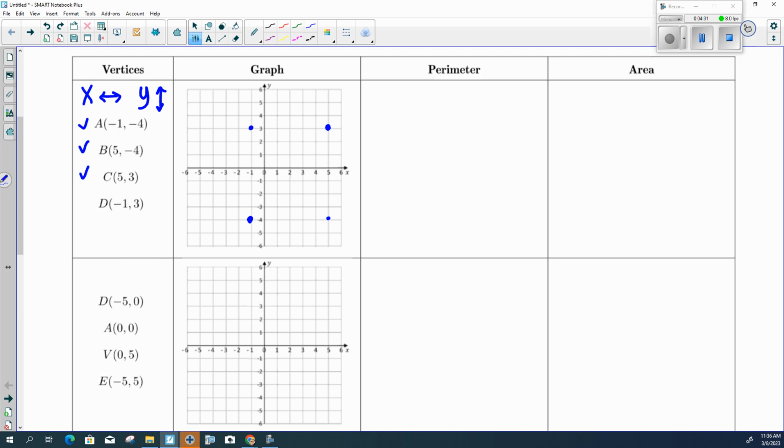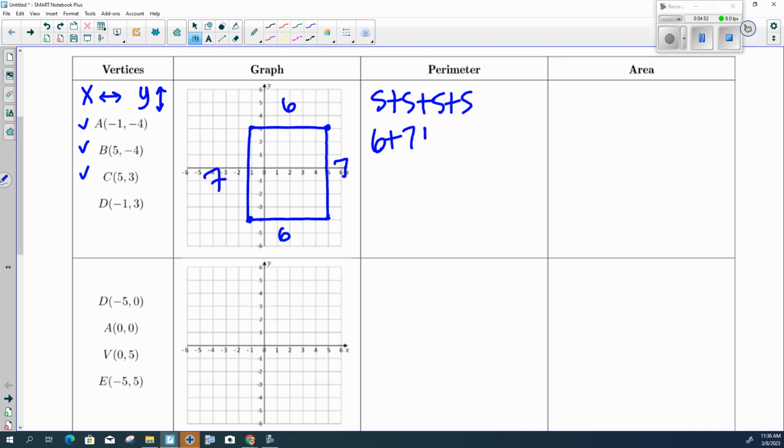You can connect them if you want and count as you go maybe. 1, 2, 3, 4, 5, 6. 1, 2, 3, 4, 5, 6, 7. Perimeter is adding up. Side plus side plus side plus side. So for this one, it's 6 plus 7 plus 6 plus 7. And yes, they're shortcuts. Most kids don't like them.